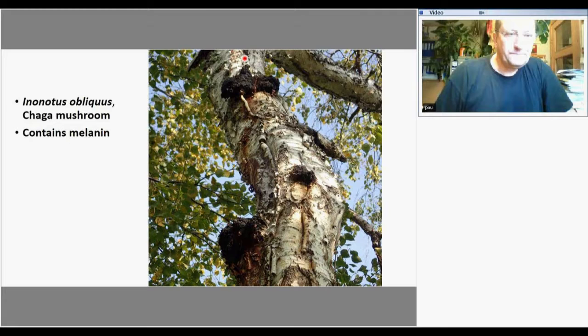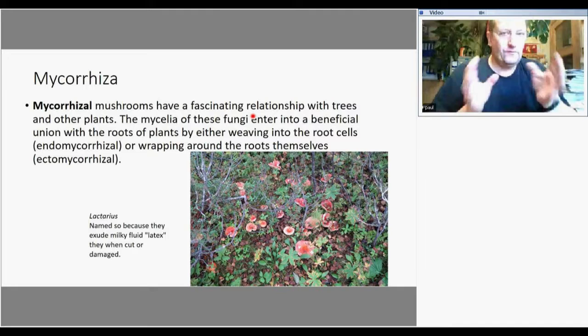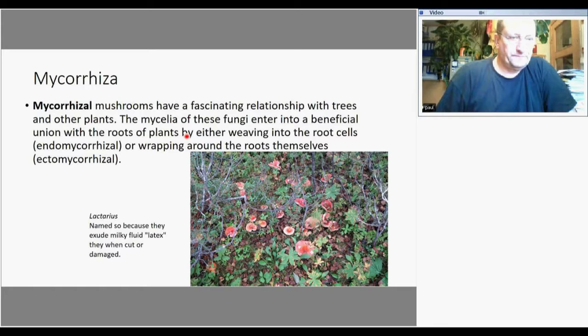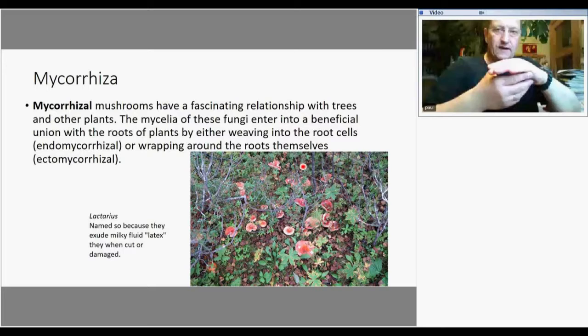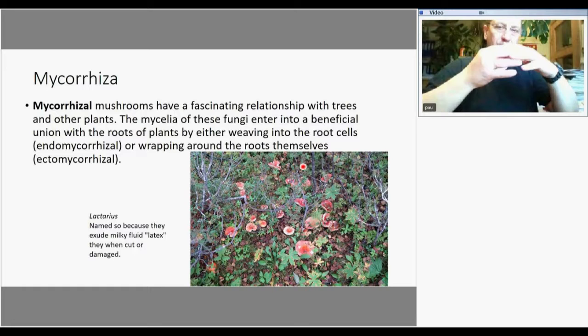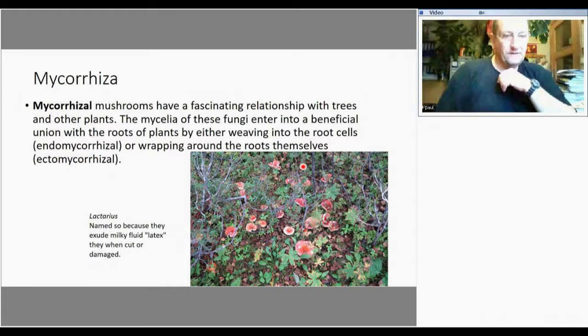Then we have a very big group of mushrooms, which is very important, which is the ones making mycorrhiza. This is a fascinating group that has a relation with the trees in different ways. It's not only one way of mycorrhiza, but actually a lot of different variants. So they make a union where the root of the plant is either entangled with the mycelium around it, or the fungus mycelium and hypha go into the cells, in between the cells in the root of the tree or the plant. So this is named endomycorrhiza or ectomycorrhiza. Here, this Lactarius is one of the group which makes such mycorrhiza.